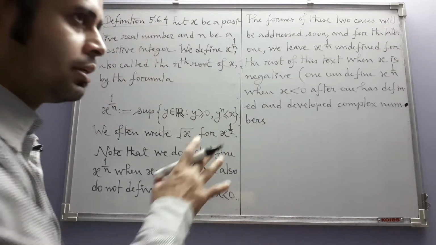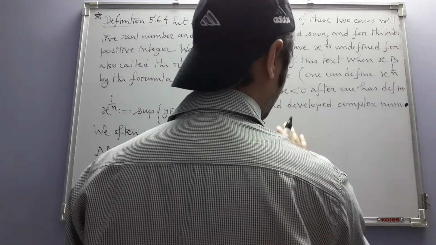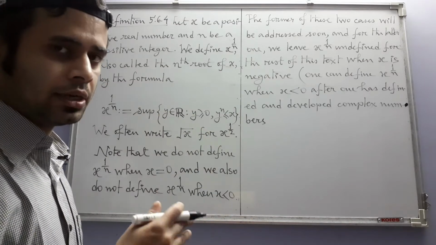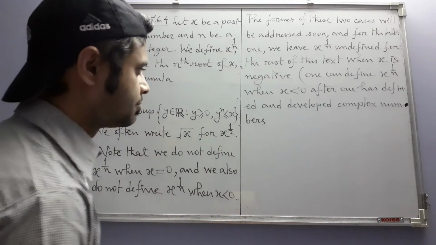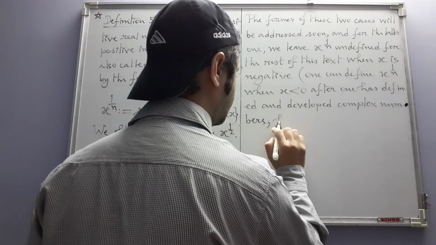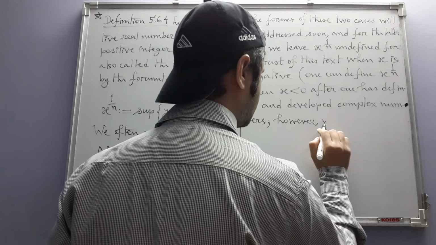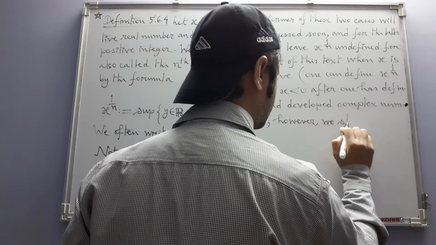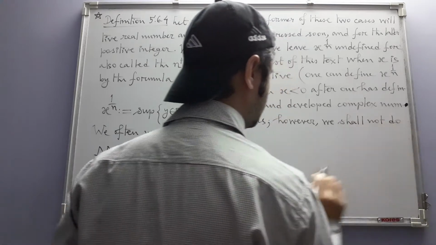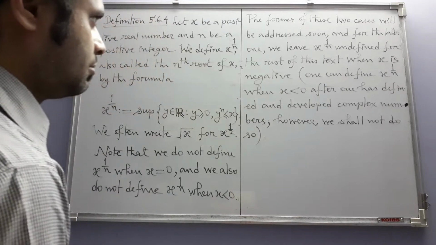However, we will not define nth root of complex numbers. What I am trying to say, we will not define x to the power 1 by n when x is negative. However, we shall not do so, we refrain from doing so. Okay.